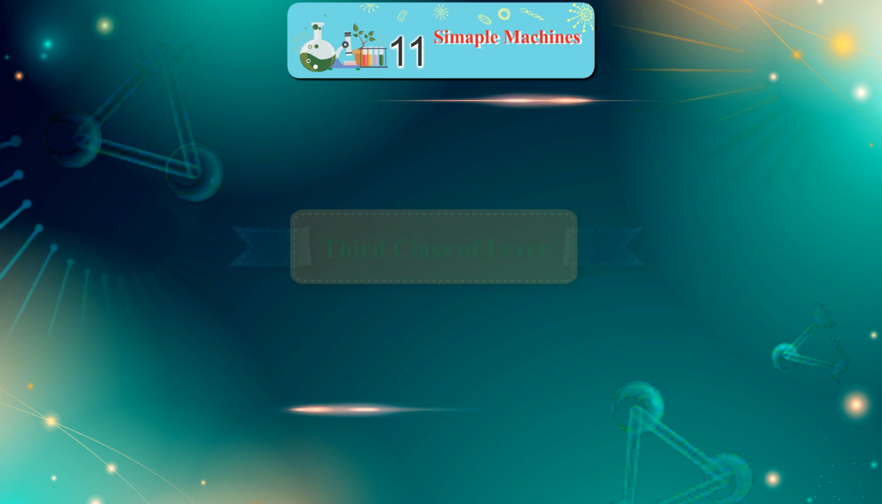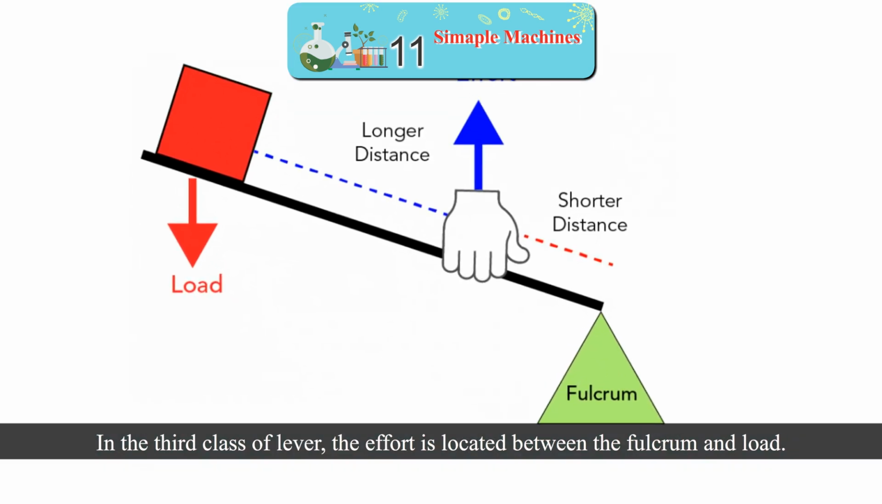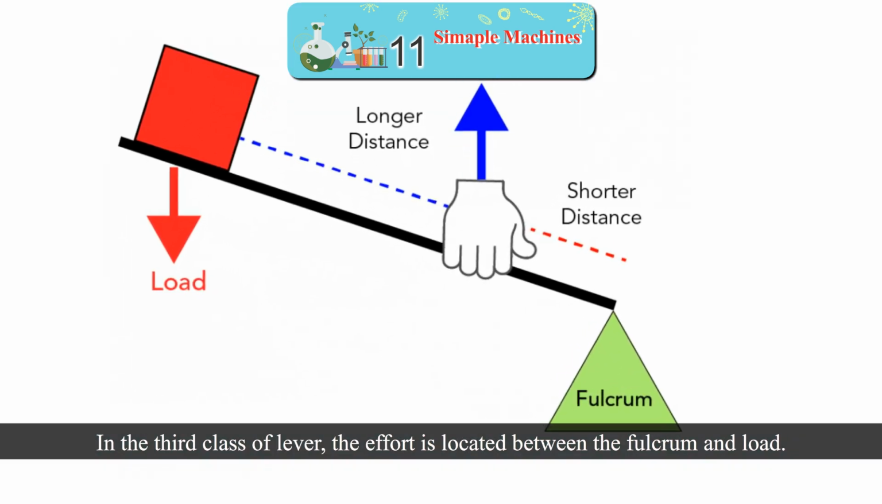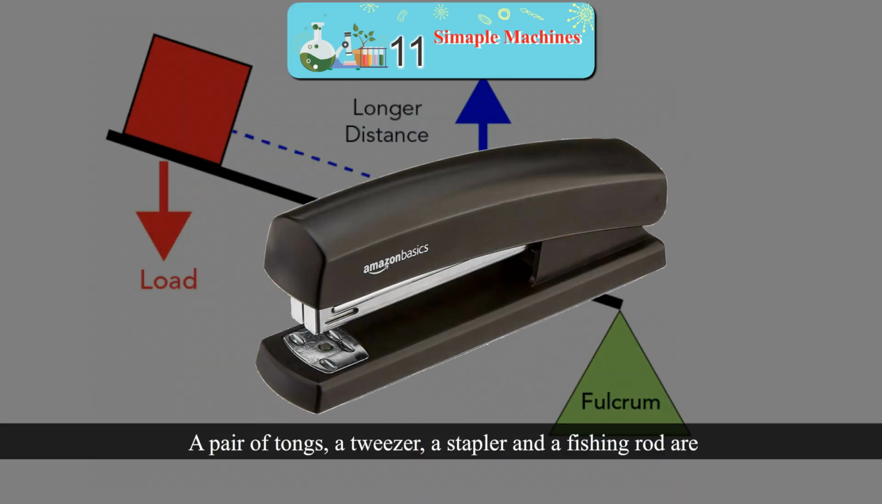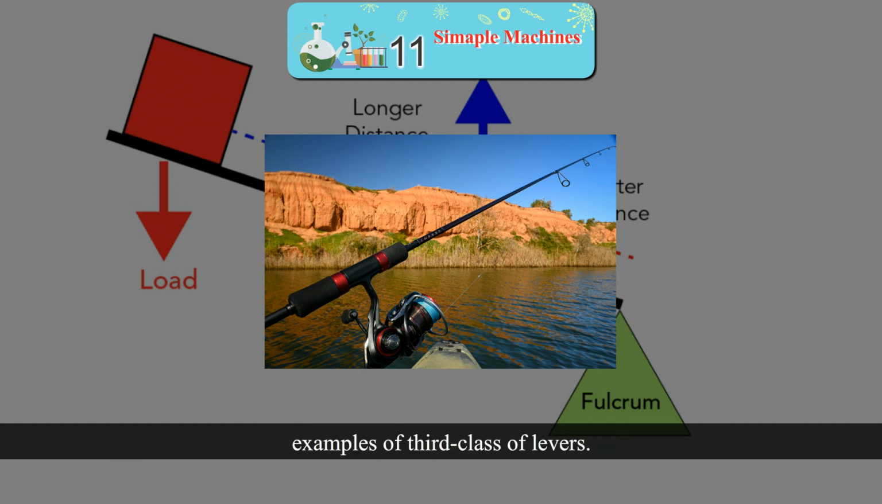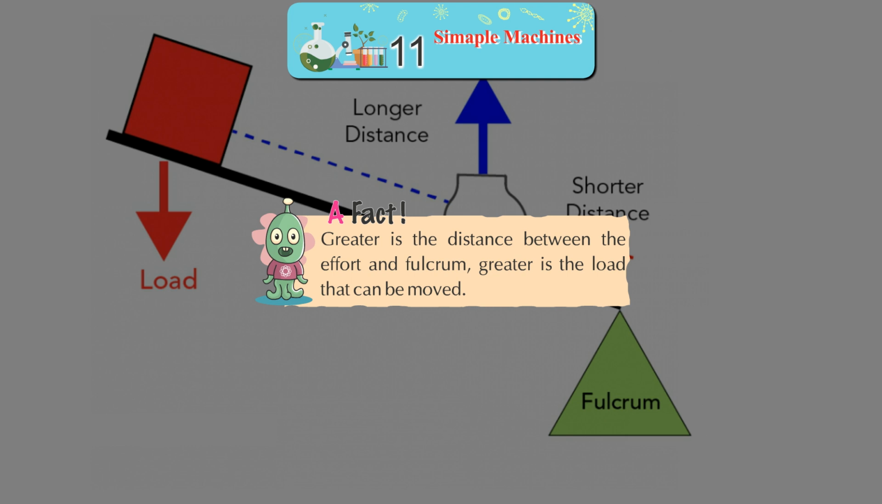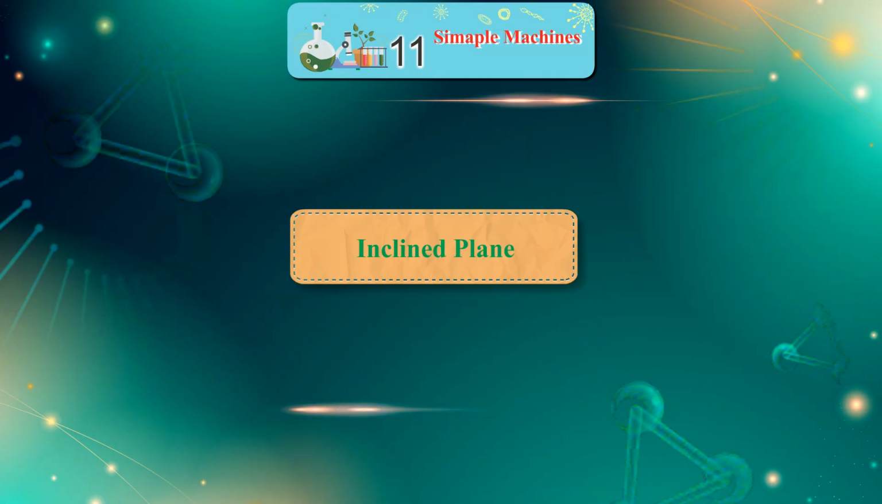Third class of lever. In the third class of lever, the effort is located between the fulcrum and load. A pair of tongs, a tweezer, a stapler, and a fishing rod are examples of third class levers. A fact: greater the distance between the effort and fulcrum, greater the load that can be moved.